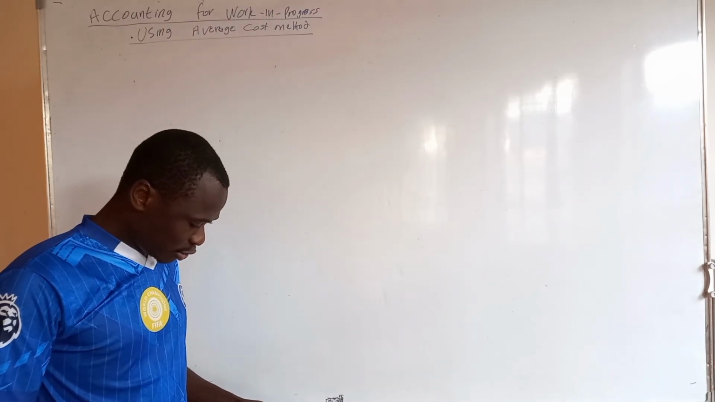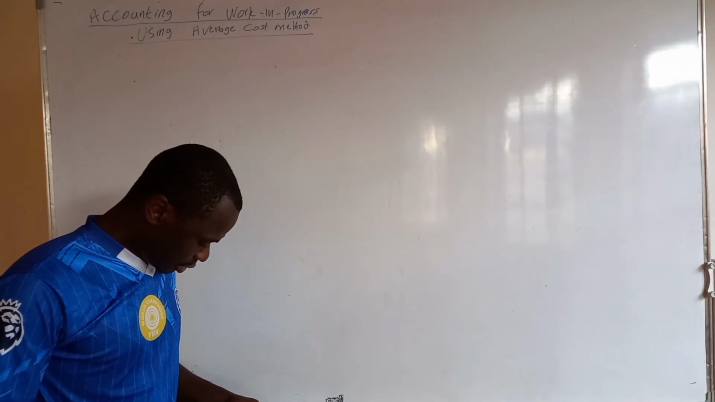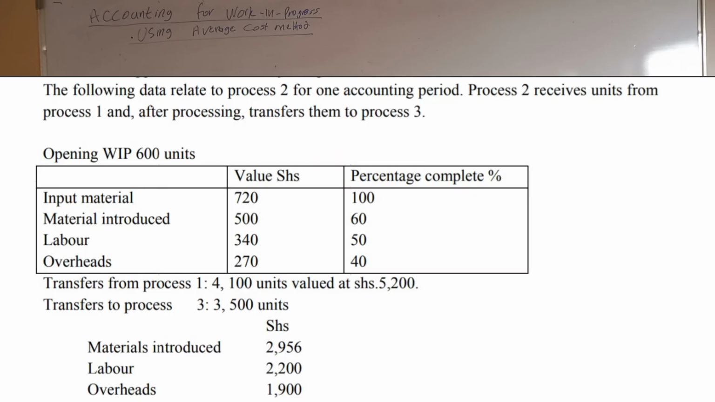Now, here is our question. The following data relate to process 2 for one accounting period. Process 2 receives units from process 1 and after processing, transfers them to process 3.